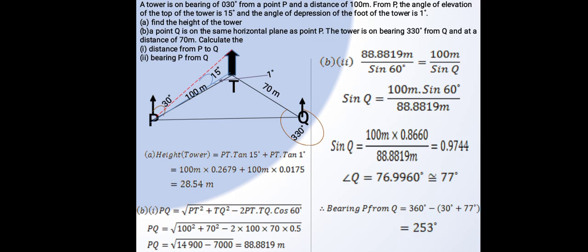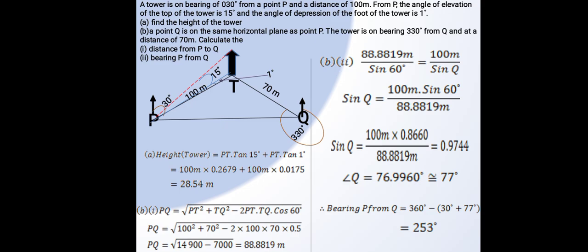A tower is on bearing 030 from a point P and a distance of 100 meters. From P, the angle of elevation of the top of the tower is 15 degrees, and the angle of depression of the foot of the tower is 1 degree. Find the height of the tower.